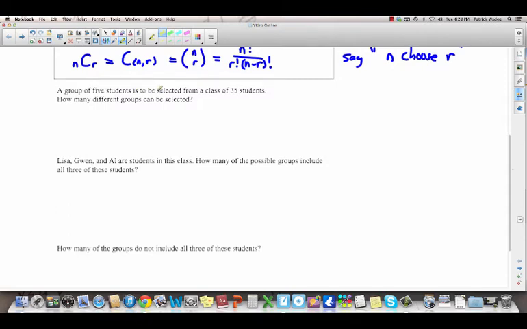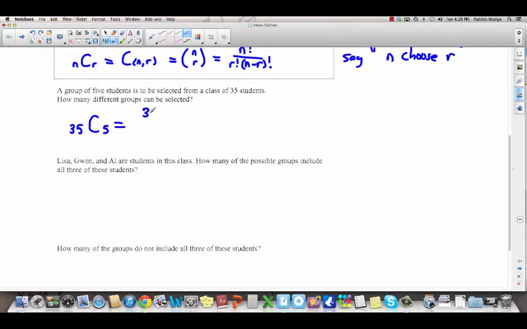Because whether you pick them first or fifth, they're still part of the group. If I assigned jobs for those 5 people, the first one's going to be the president, the second one's the vice president, the third one's the treasurer, etc., then it wouldn't be a combination, it'd be a permutation, because order would matter. Whoever is picked first is going to be one thing, whoever is picked second is going to be a different thing. So it can be difficult to figure out whether it's a permutation or combination. In this case, it's a combination. So what we're looking for is 35 choose 5. We have 35 items, we want to choose 5 of them, and order doesn't matter.